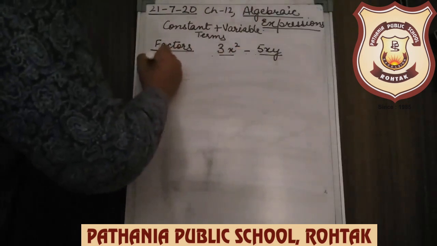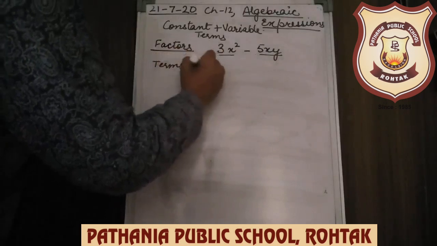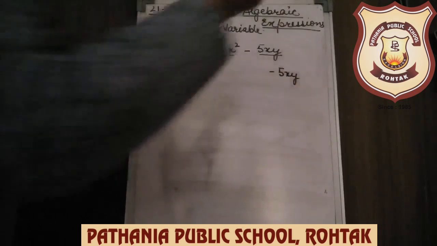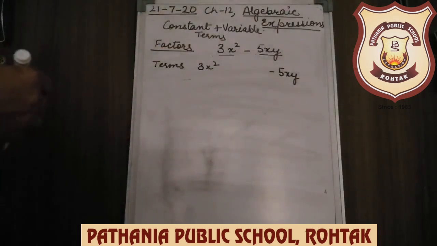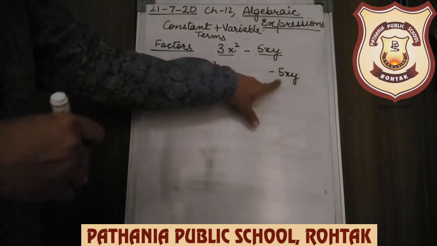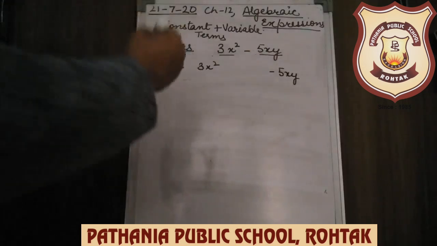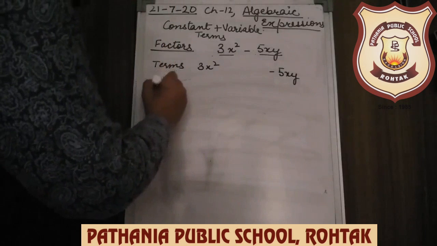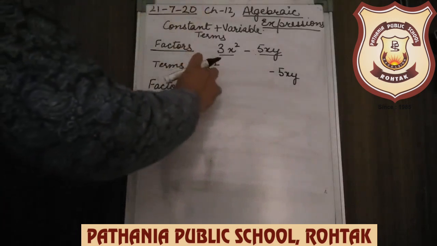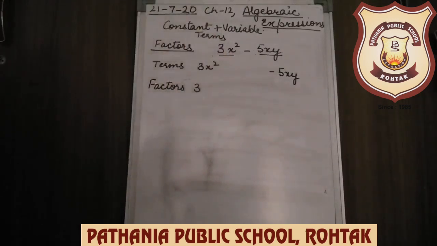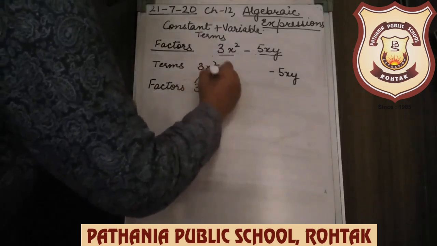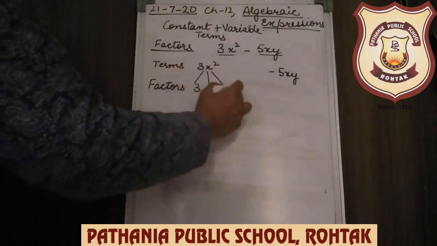First write the terms. Terms are 3x square and minus 5xy. A positive sign we don't write, because if we don't write any sign it means the constant is positive. But if it is negative, this is very important, you have to mention it. Now simply write the factors. Write the constant part. Now here x raised to the power 2 means x and x.